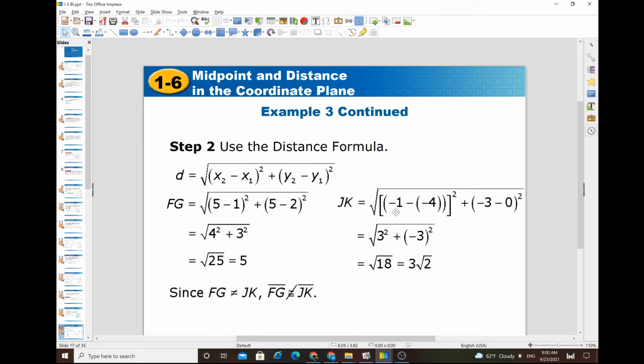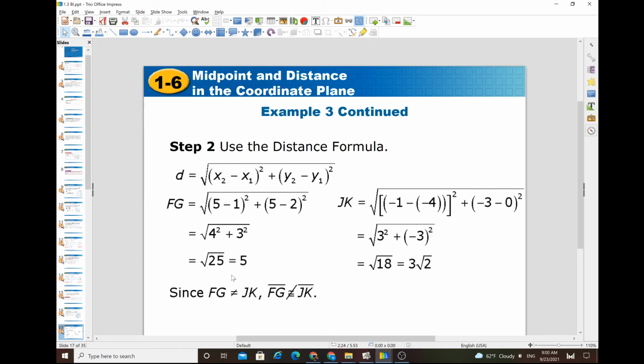Plugging in numbers, -1 minus -4 gives you 3. 3 squared is 9. -3 minus 0 is -3, quantity squared is 9. 9 plus 9 is 18. But unfortunately 18 is a non-perfect square number. Break it apart, 9 and 2. So the square root of 9 is 3, and the square root of 2, just leave it.